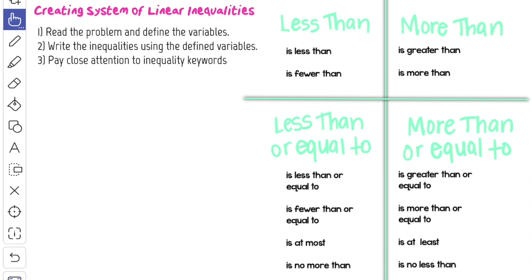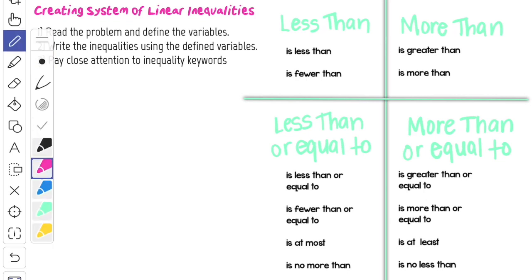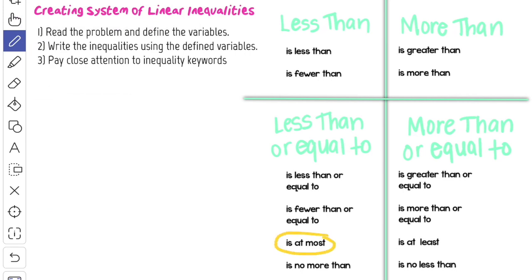The ones that I really want to pay attention to are the ones that students struggle with the most, and they are these two phrases right here, and they use them a lot: is at most or is at least. If a student sees is at most, they think most, okay, that's greater than. But you really have to think about it in context. So if I say I have at most $5, that means I have up to $5. I have $5 or less.